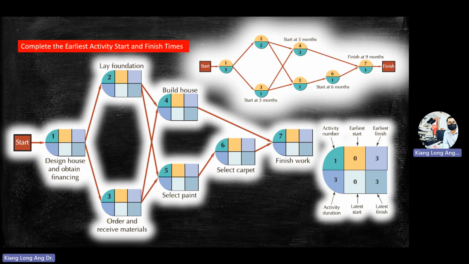The exercise is to complete the earliest activity time and finish time first. That means you complete these 2 on the top first. Then later we'll do this bottom. Take this as an opportunity to do this exercise. If not, you don't have any opportunity to do this one. Once you go home, I think you're busy with other stuff already.